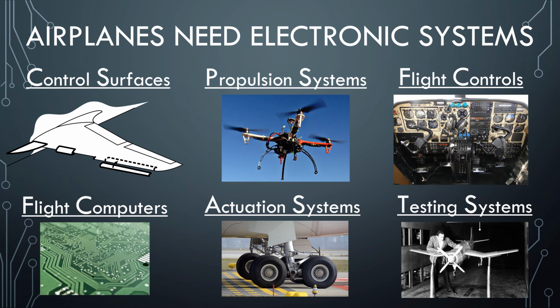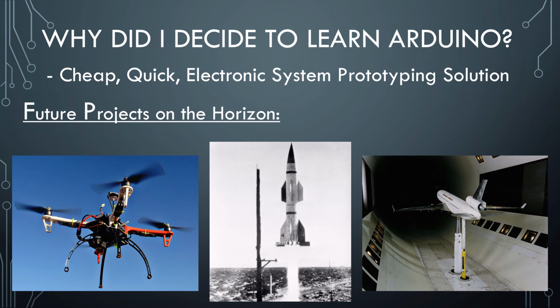Now, these are just the first things that came to mind when thinking of what kind of electronic systems aircraft deal with. As you can see by these 6 types of subsystems on an aircraft, as an aerospace engineer wanting to build flying objects, you're going to need some electronic systems. Hopefully at this point it's becoming obvious as to why you might want to learn Arduino as an aerospace engineer.